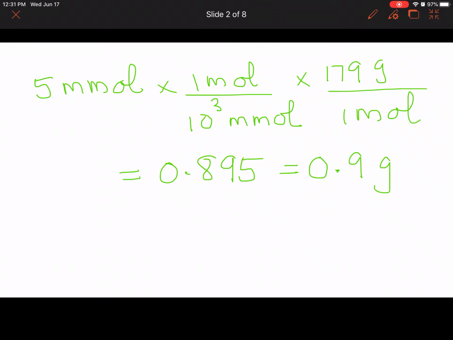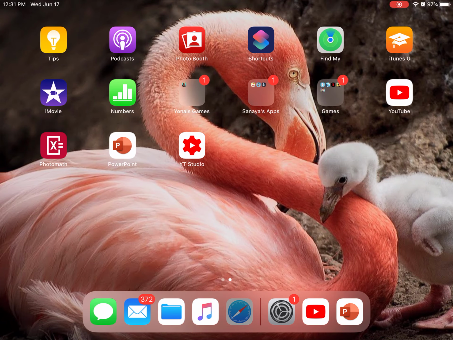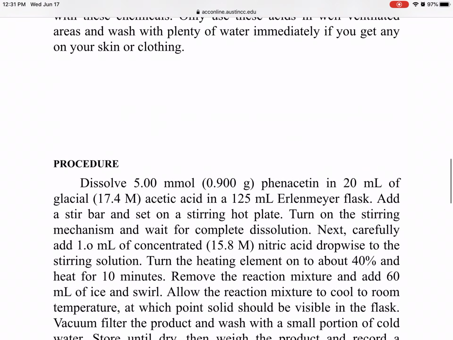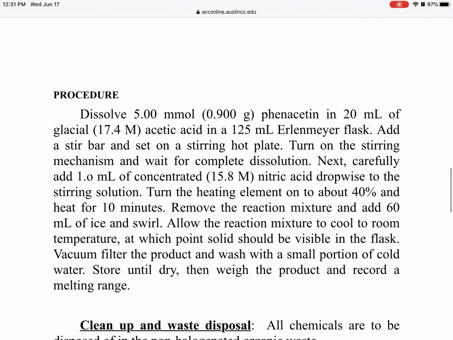Okay. And then you're going to put it into a 125 milliliter Erlenmeyer flask. You add 5 milliliters, 5 millimoles, 0.9 gram. Oh, there are 3 significant figures, 5.00. Let me take that back. But it's all right, 0.9. So there are 3 significant figures in 5.00, and there are 3 significant figures in 0.900 also. So 0.9, that's okay.